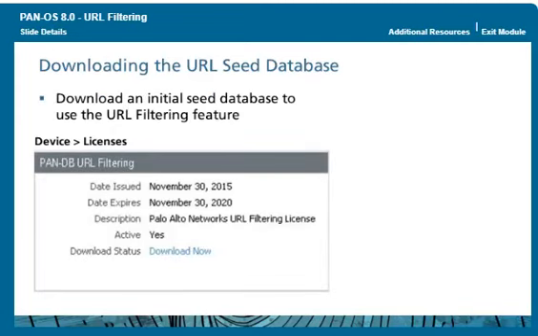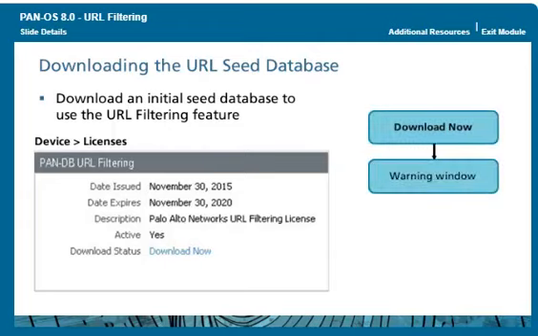The initial seed database that you download to the firewall is a small subset of the PanDB database that is maintained on the Palo Alto Networks URL cloud servers. You download only a seed database because the full database contains millions of URLs, and many of these URLs might never be accessed by your users.